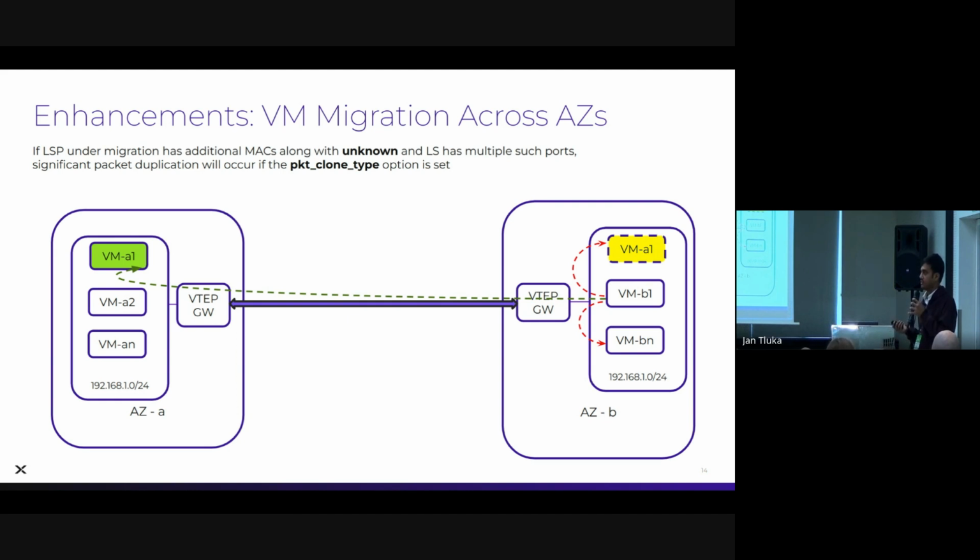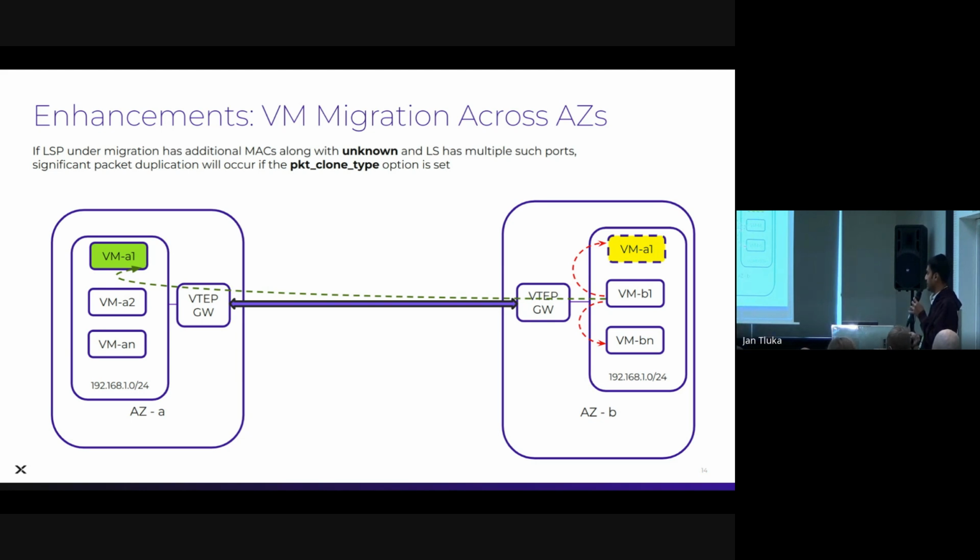So along with the fixed MAC, if we configure this port with unknown address, then what happens? Let's say all VMs have a fixed MAC and also unknown address configured. If we use the packet clone option in this case, it will cause a lot of packet duplication, and we just want to avoid that.